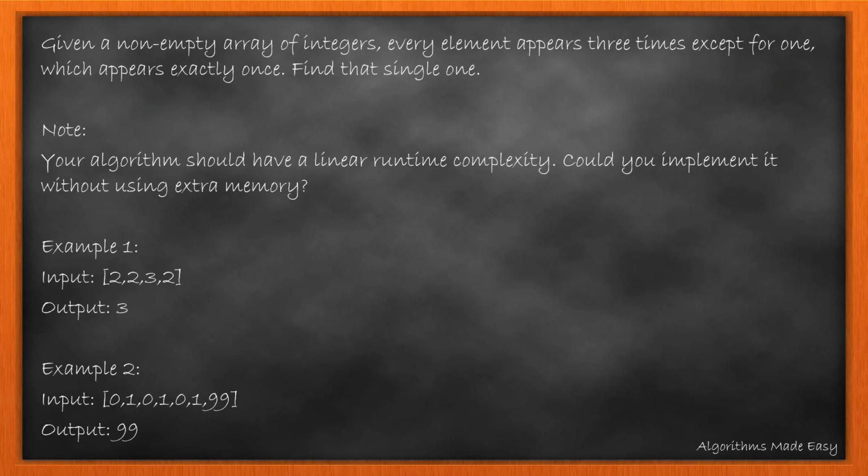Today we'll go through the day 22 problem, single number 2. Given a non-empty array of integers, every element appears 3 times except for one, which appears exactly once. Find that single one. Let's leave the note for now. In example 1, 3 is the number which appears once, so we return it. In example 2, 99 appears once.